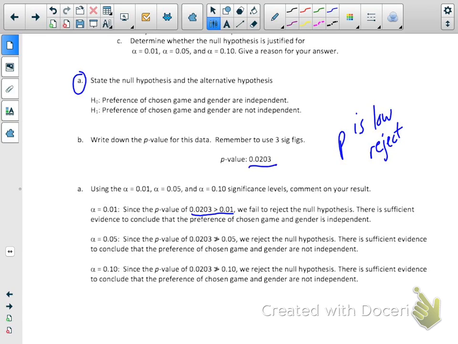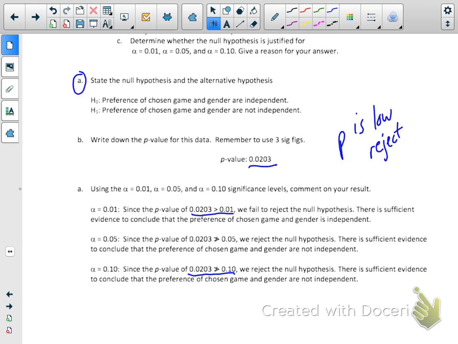Okay. And then finally, comparing one more p-value there to a significance level, it is not greater than. So again, we reject that null hypothesis. There is sufficient evidence to conclude the preference of game and gender are not independent. So again, that would mean that they are related. When we say that they are independent, independent means that they are not related.